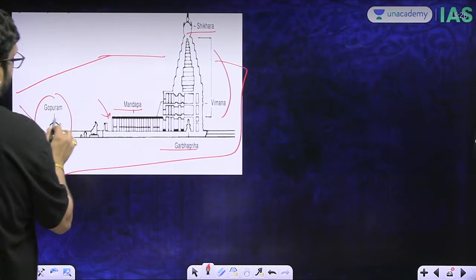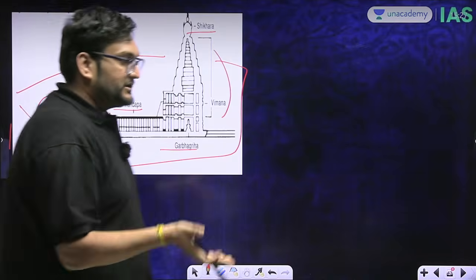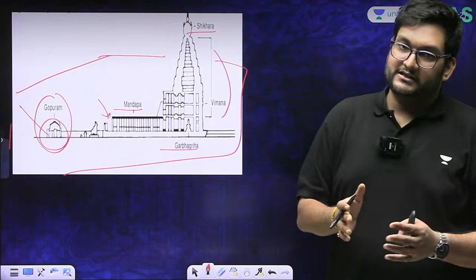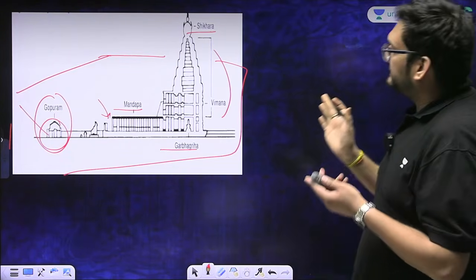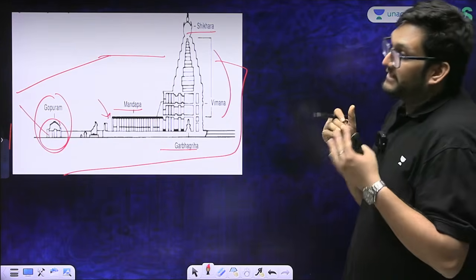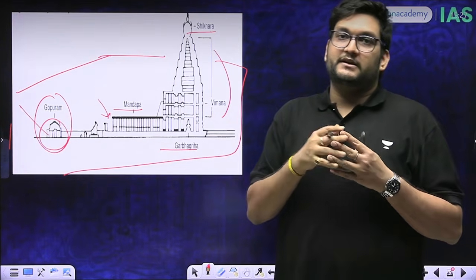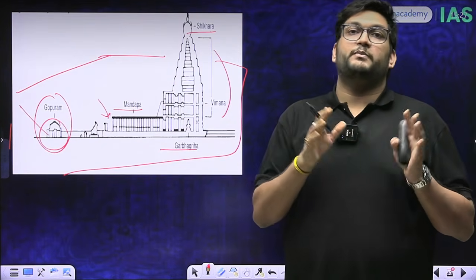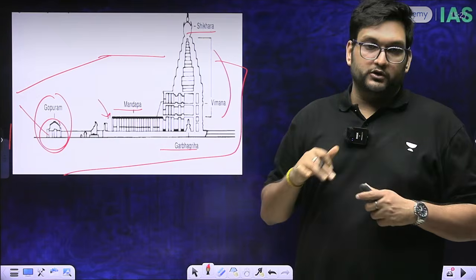Gopuram is the entry gate. Water tank will always be there. Panchayatan will be there, but with no clusterization. That is what makes the Dravida style standard. There is something further which happens in Dravida style. You will also start to get what are called the parakramas, which are the big corridors.